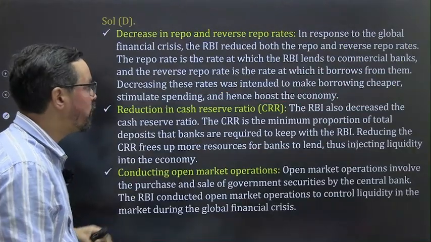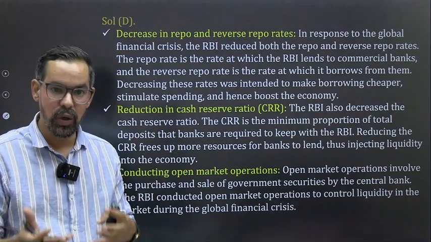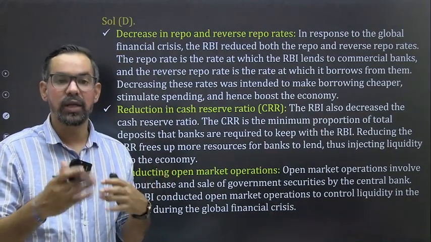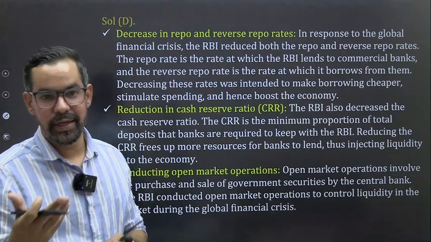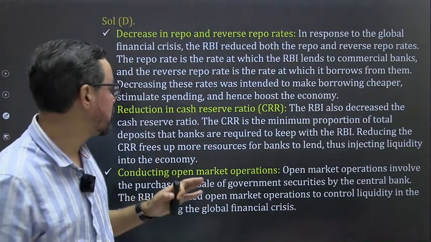So, decrease in repo rate. If you decrease the repo rate, banks will get loans at a lower rate of interest from RBI. So their MCLR, or at that time it was known as base rate, will come down, right? So it will increase the overall liquidity in the system.